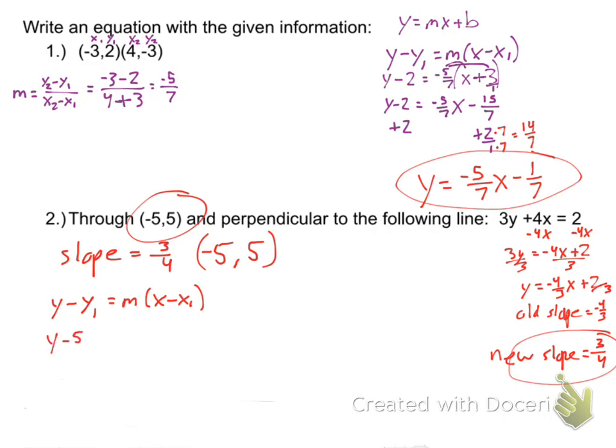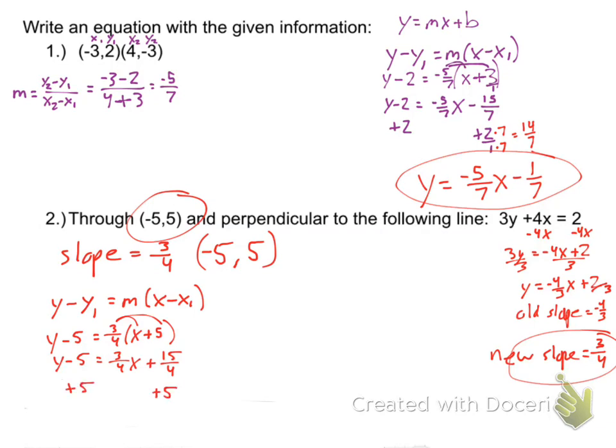y minus 5 equals 3/4 times x plus 5. Why is that a plus 5? I kind of skipped a step there. Why is it plus 5? Yeah, you're subtracting a negative, so it's going to add. Distribute. y minus 5 equals 3/4 x plus 15/4.